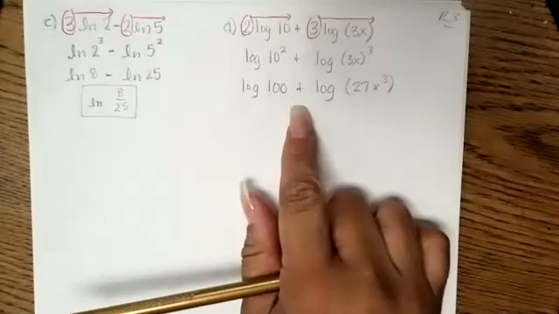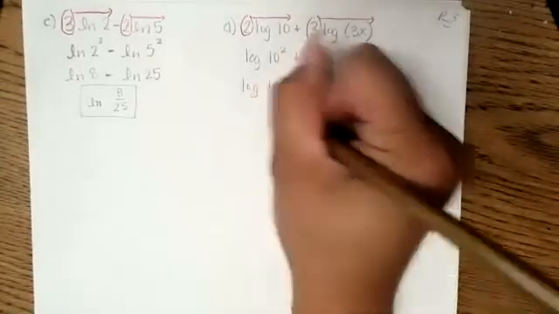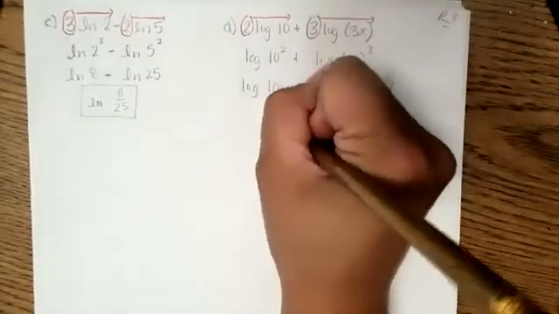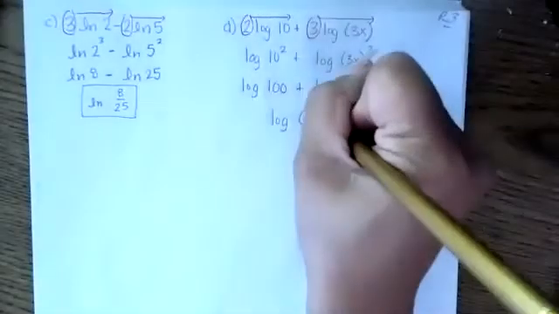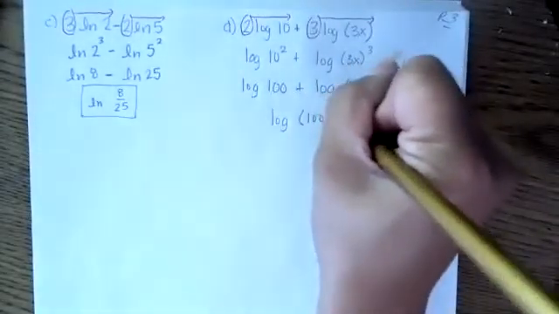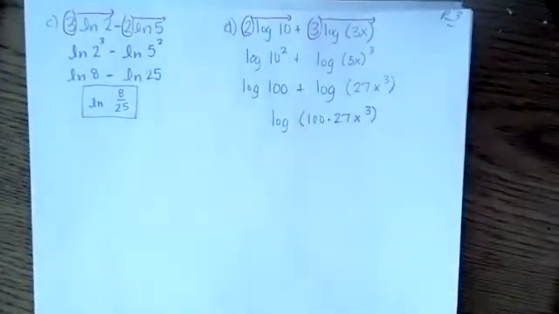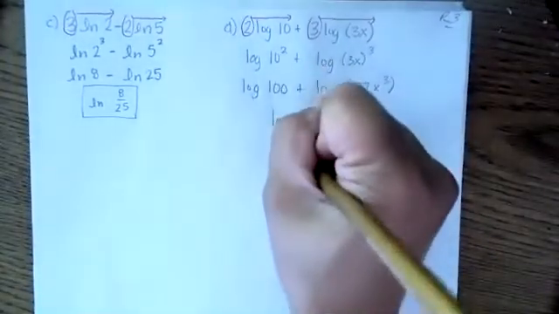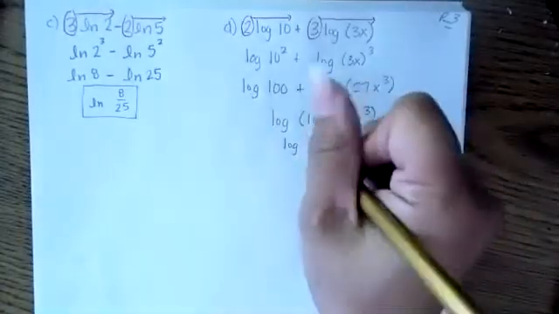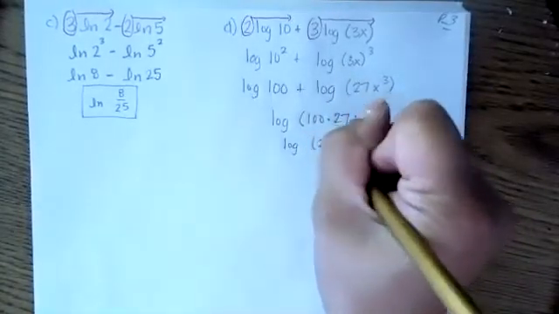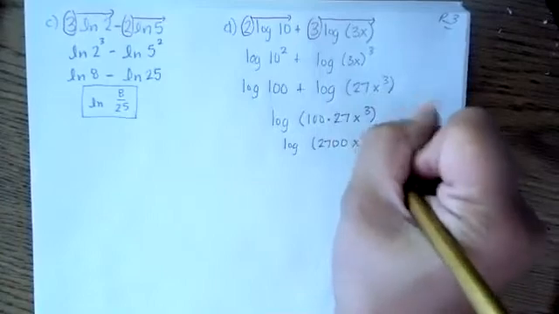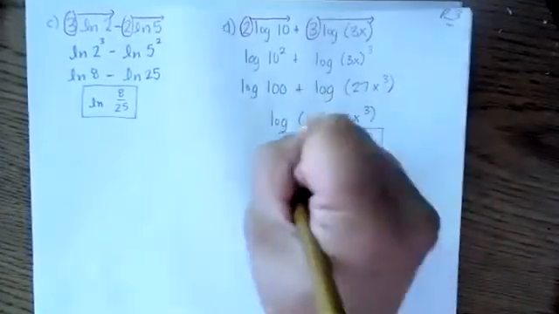And then addition means multiplication, so I'm going to multiply these. So that's going to be log of 100 times 27x cubed. And 100 times 27x cubed is going to be 27 with 2 zeros, x cubed.